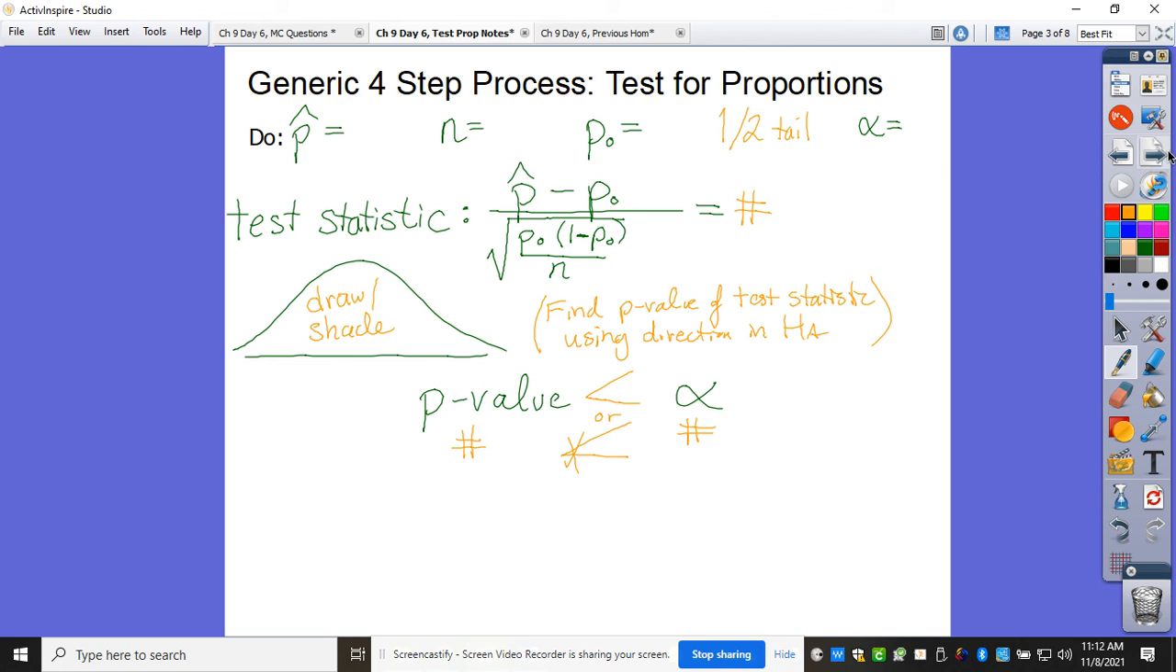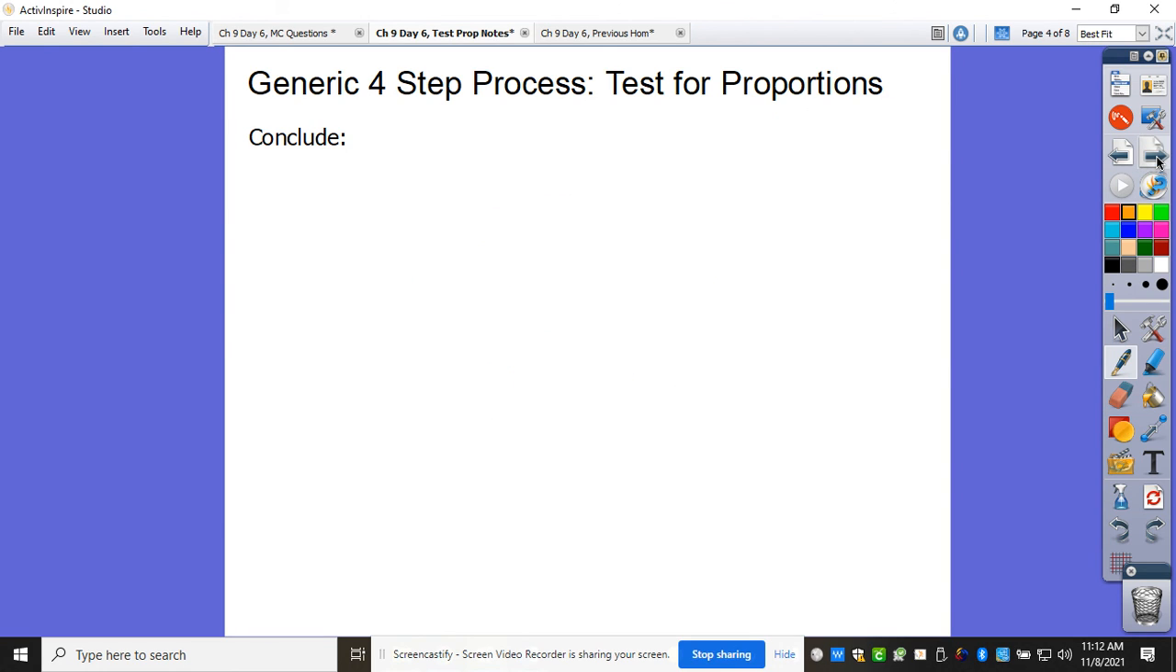Alright, so all we have left is conclude, which should be basically word for word the same thing we've been doing. So I have two options here. What are they? Either we fail to reject or we reject. What is it that we're either rejecting or failing to reject? Which is going to be p equals, then you plug in your p naught value.